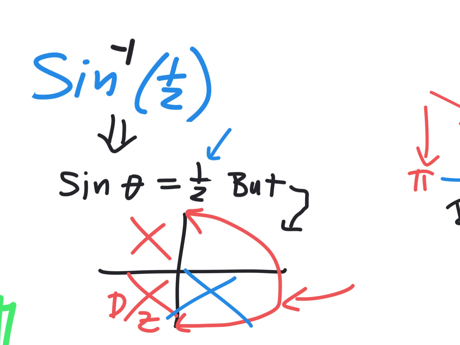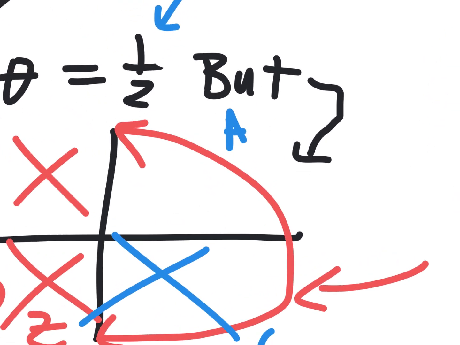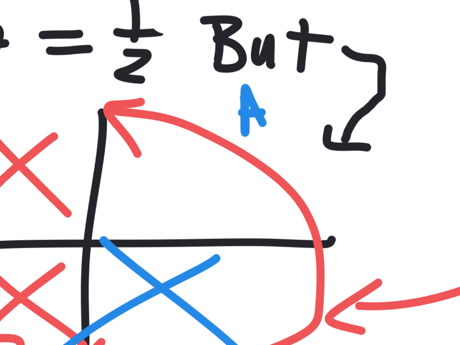Do you remember the ASTC thing? That reminds you that sine is only positive in the top 2 quadrants, quadrants 1 and 2. So now I figured out where to draw my one triangle, and therefore I'm only going to get one answer.